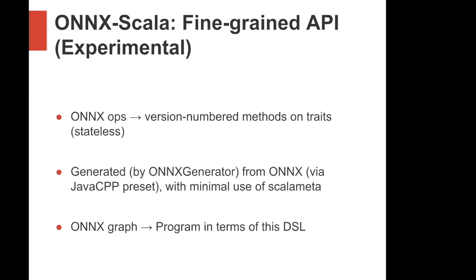And then the API itself is generated by another project that I have called ONNX Generator, from ONNX via the Java CPP preset. It's generated from the spec and from the protobuf and from the C++ definitions, with minimal use of Scala meta, just basically to make sure that the source type checks and hopefully makes sense. And then the ONNX graph isn't represented explicitly here. It's represented in terms of Scala control flow and in terms of normal Scala, essentially. It's a program in terms of this DSL.